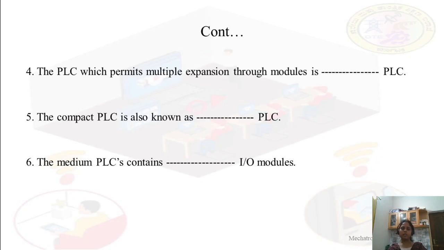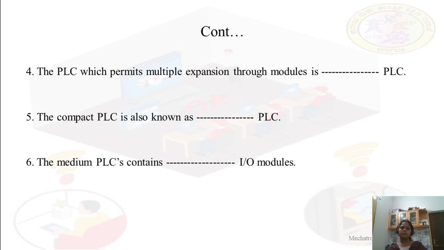The medium PLC contains dash I/O modules. So how many I/O modules are present in medium PLCs? For medium, it is around 34 to 1024 I/O modules for medium PLCs.